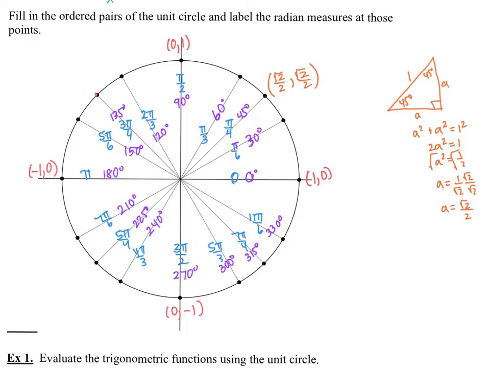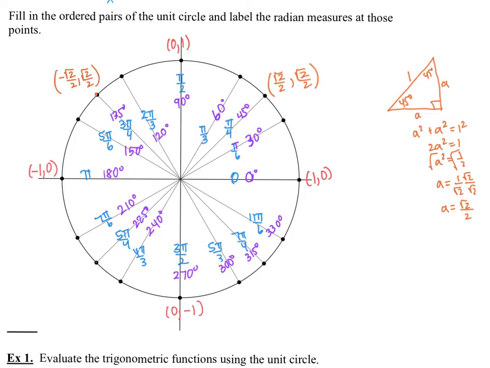Okay, so if I go to 3 pi over 4, it's still making a 45-degree reference angle with the 180 degrees. But now I'm in quadrant 2. Since I'm in quadrant 2, the x is negative, the y is positive, but the distance is still the same.